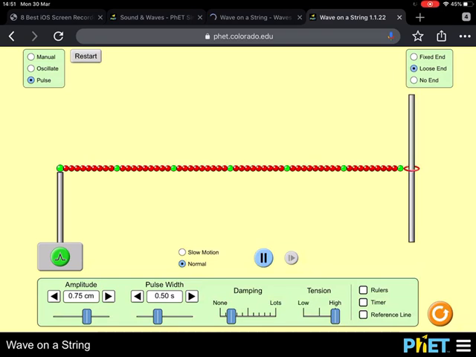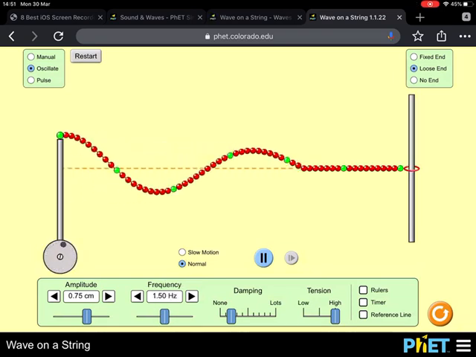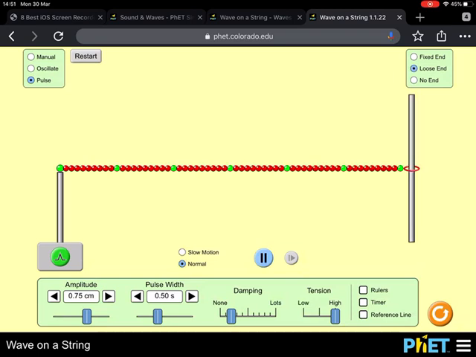Alright, so I want you to set it so that you've got a pulse. So on the top left box, you can select pulse, and I'd like you to leave the amplitude as 0.75. Pulse width, that can stay. Please turn down the damping. There's a slider on the bottom for damping, and tension you can make medium.